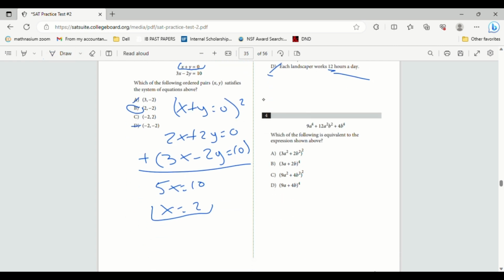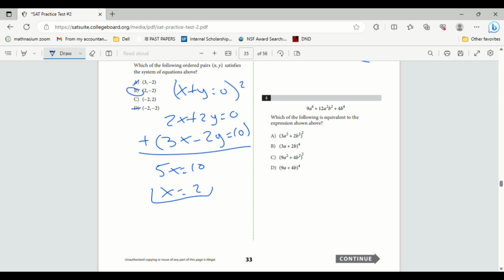On to number 4, which of the following is equivalent to the expression shown above? And so we look at our expression 9a to the 4th plus 12a squared b squared plus 4b to the 4th. This looks confusing at first, but when looking at our answers, we see that this question is trying to test our knowledge of what happens when you raise a binomial, or two terms added or subtracted together, to a certain power.